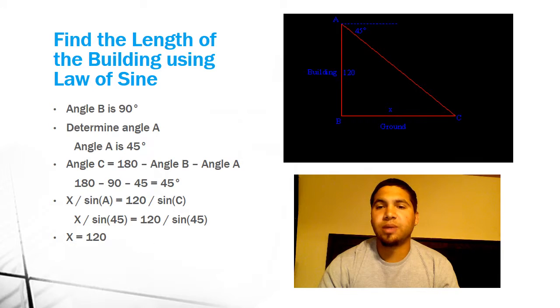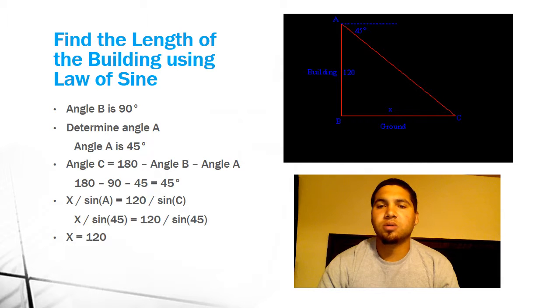In the example, we can determine the length of the building using the law of sine. We can begin by noting that this is a right triangle, meaning angle B is 90 degrees. We know that the angle A is 45 degrees because it is an alternate interior angle. Because we found angle A and angle B, we can now determine angle C. Angle C equals 180 minus 90 minus 45, which gives us 45 degrees.